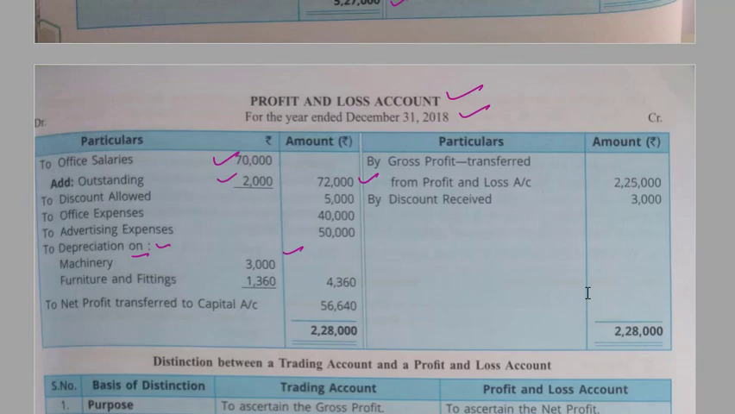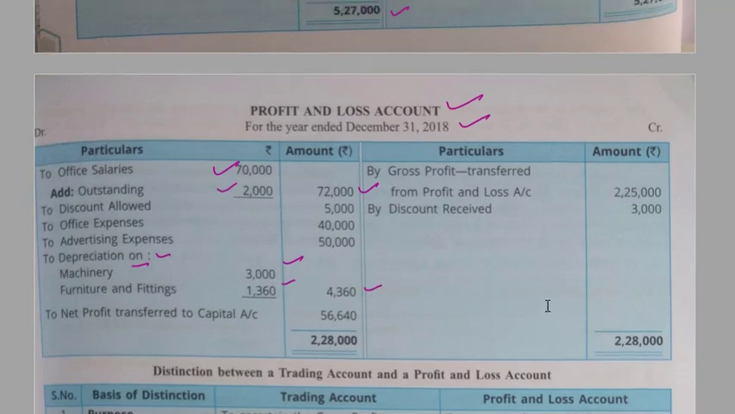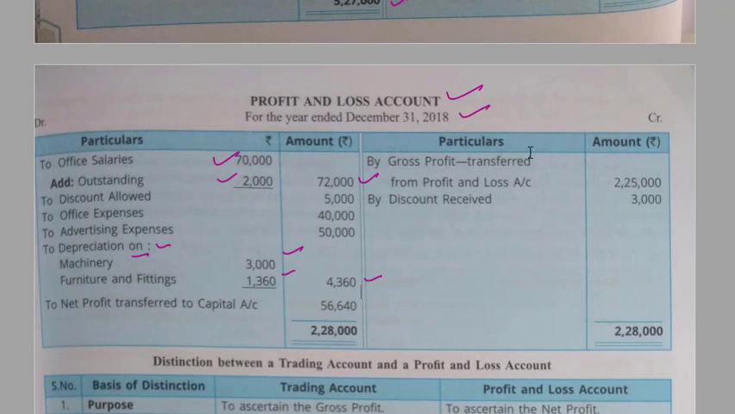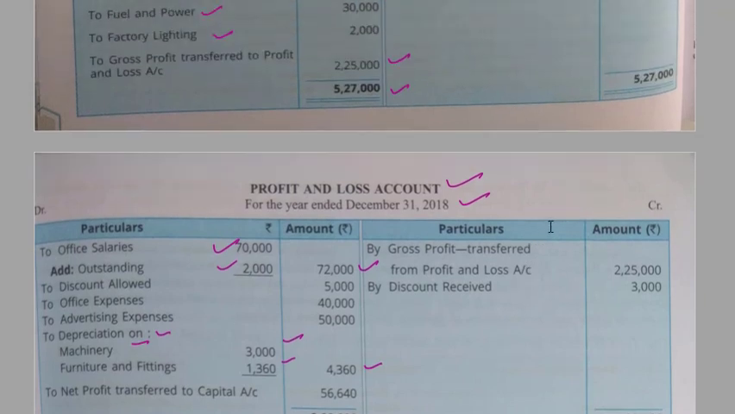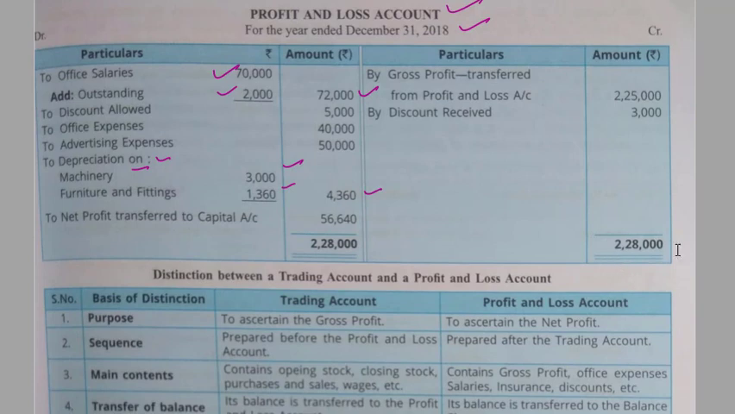Similarly, depreciation on furniture and fittings you will count, you add them, and this is total depreciation. Now on the profit side we have gross profit that we have included, and there is some discount received. So these two items total up to like 2,28,000. On the debit side we will calculate, and the difference will come to 56,640. So this 56,640 is your net profit that will be transferred to the capital account. Now this total and this total balance. This is 2,28,000.